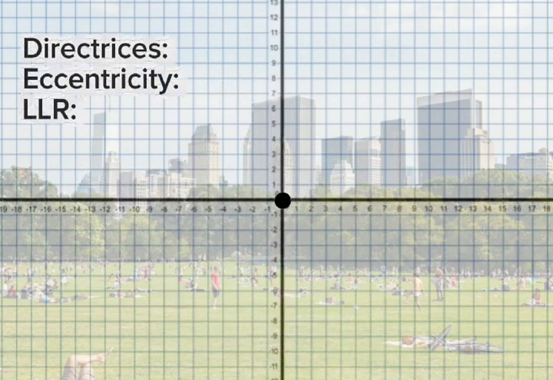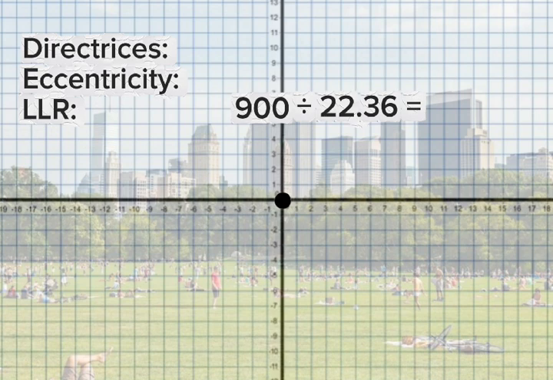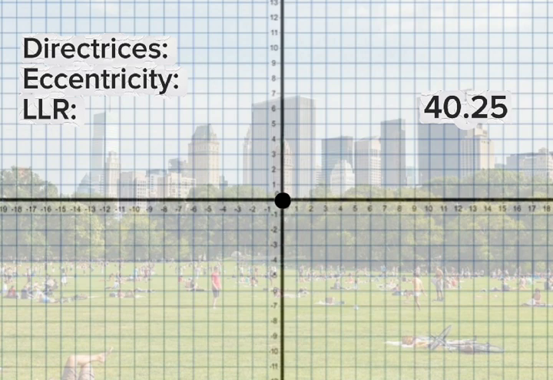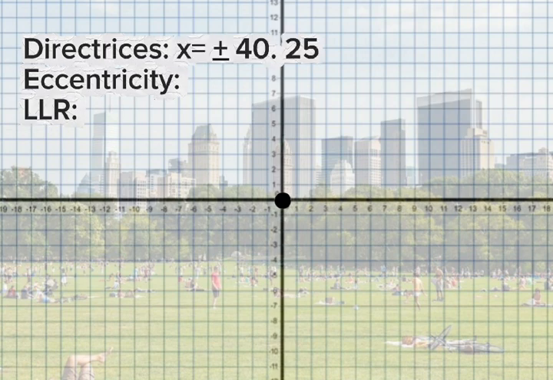For our directrices, let's use the formula of a squared over c. The value of a squared is 900. So 900 divided by 22.36 is 40.25. And since our major axis is located in the x-axis, our directrices will be placed on the x-axis. So the value of our directrices will be x equals positive or negative 40.25. Now for our eccentricity, we will use the formula of c over a. 22.36 divided by 30 is 0.75.